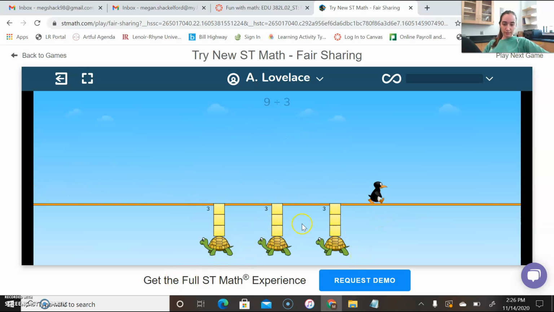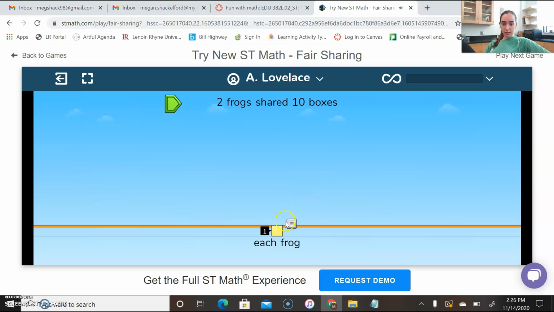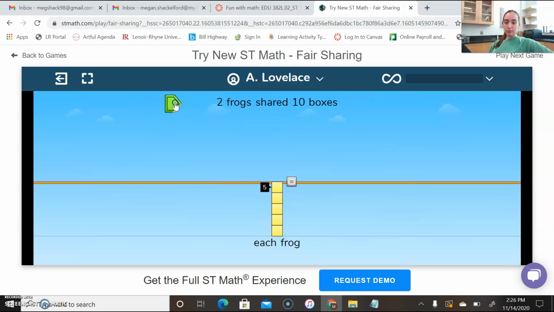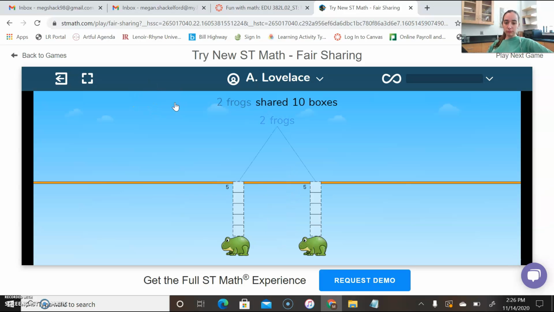3 turtles, 9 blocks total. Each one gets 3. 2 frogs share 10 boxes. Each frog gets 5 boxes. 2 frogs, 10 boxes.